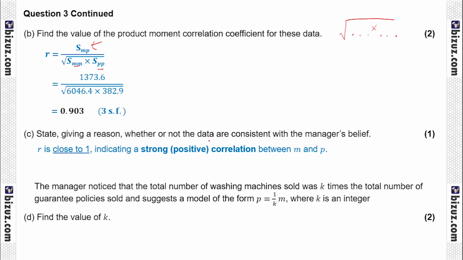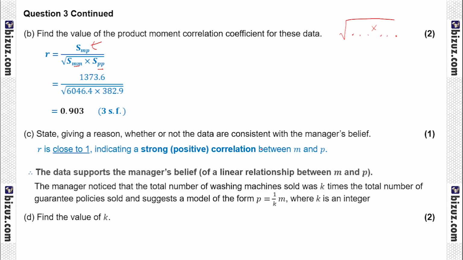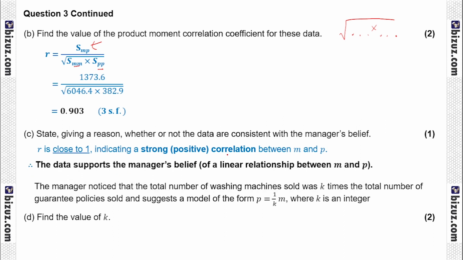That's not important here; however, I just noted that. So you have a strong correlation between M and P, and that basically supports the manager's belief, which was that there should exist a linear relationship between M and P. So that supports the manager's belief.